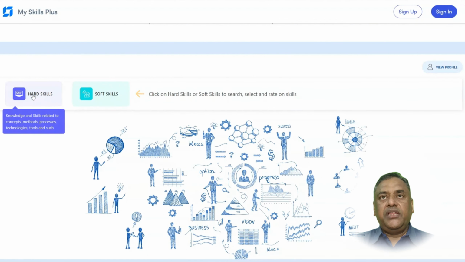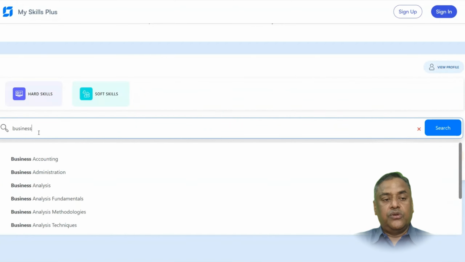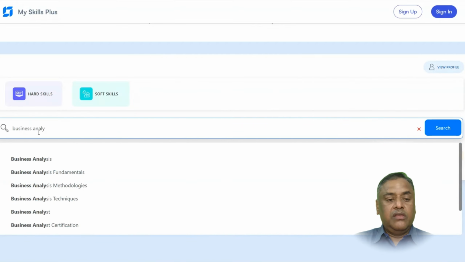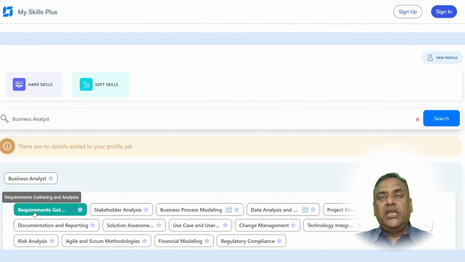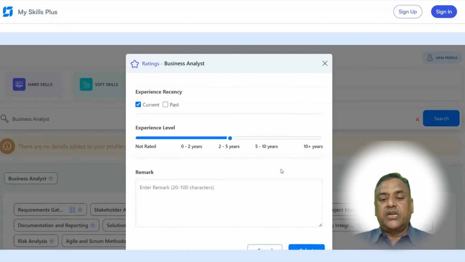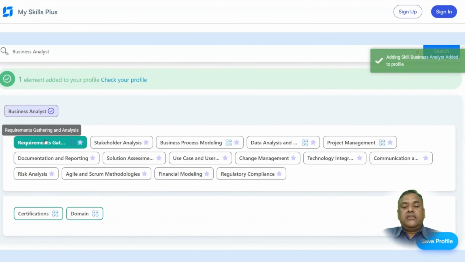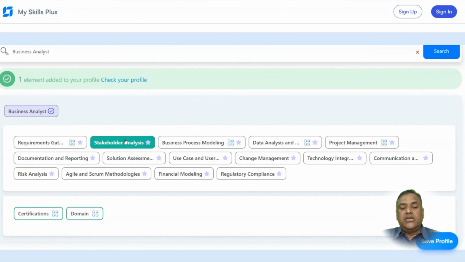Now, here you can see that we have two components, hard skills and soft skills. The hard skills will cover the knowledge, tools, and technologies, and so on. So let's go ahead and search for the business analyst role. Once we have searched this, it gives us the various skills which are required for a business analyst. So you can see here the various skills which are related to business analyst roles.